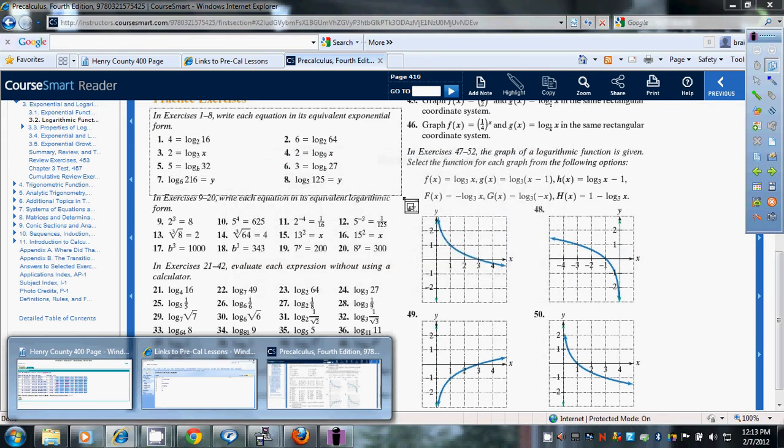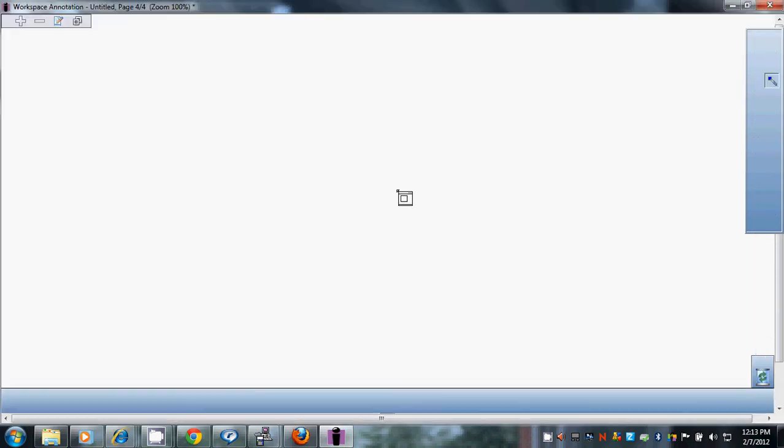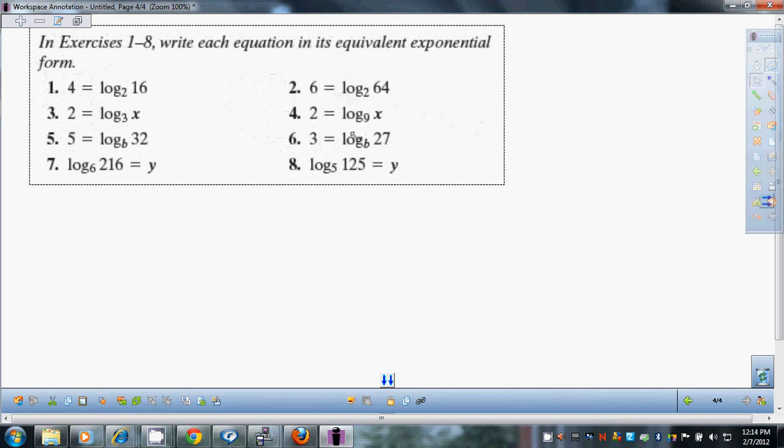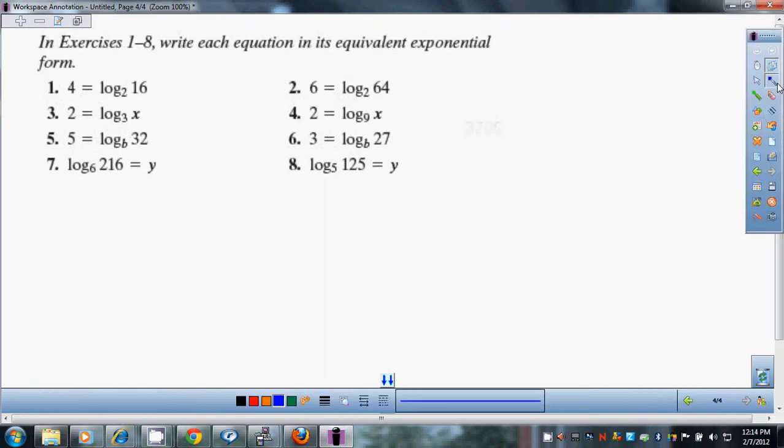Notice, they do not say solve in the directions. They simply state, write each equation in its equivalent exponential form. You are not solving anything, you are just rewriting. The base of all these logarithms is the base when you're doing an exponent. So number 1 would be 2 to the 4th equals 16. When you're working with logs, the number it equals is always your exponent. That's the entire purpose of a log, is to find an exponent. So number 1 would simply be 2 to the 4th equals 16, and that's it.